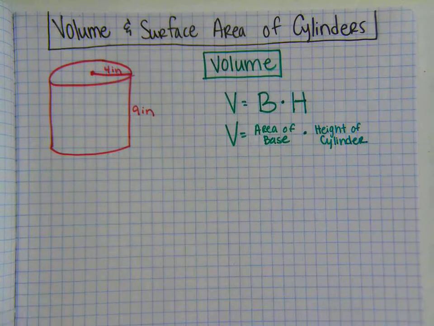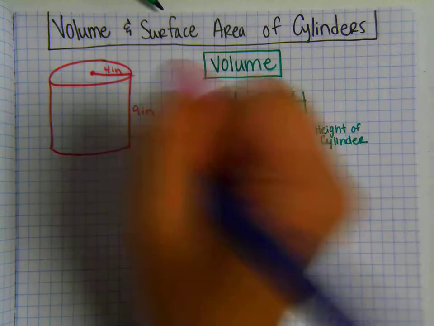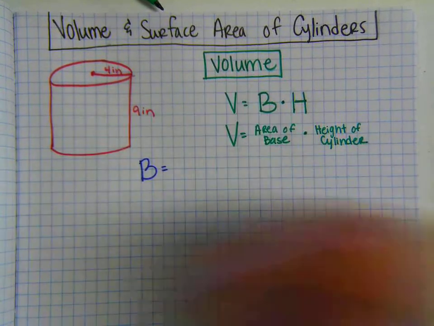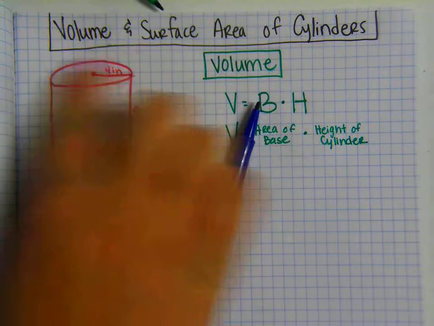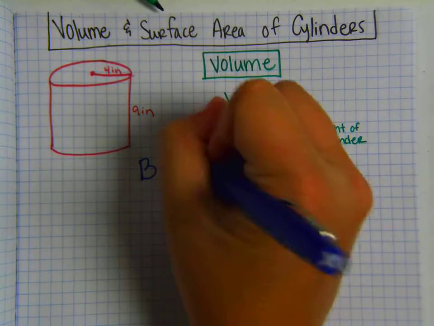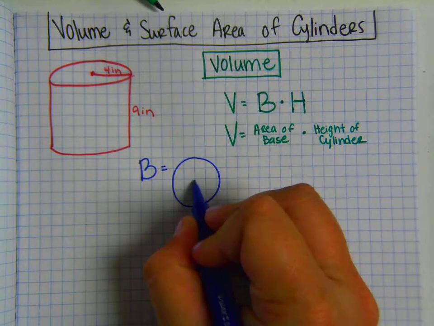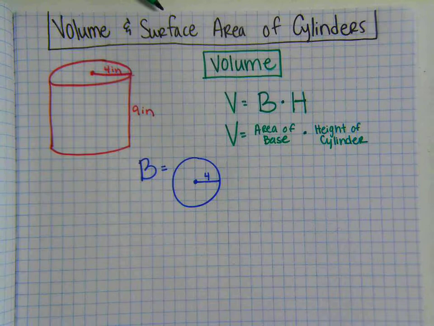Now what I like to do is I always like to figure out what the area of the base is first. So I say big B is going to be, and I'm going to draw what that base looks like. So this base is what's on the top. So that's a circle. So my base is a circle with radius 4. And we need to find the area of that.